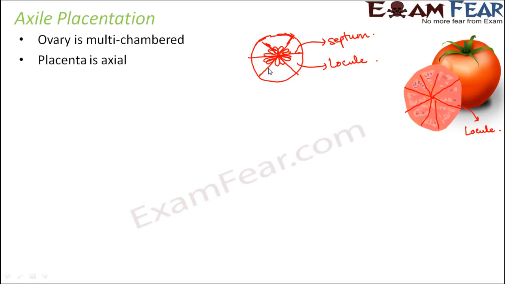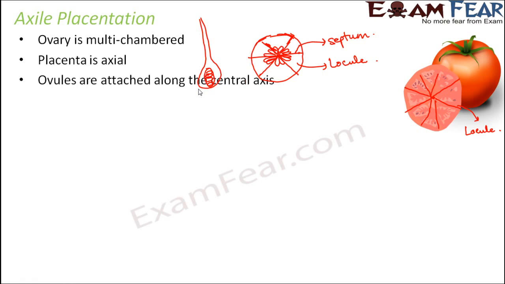Right? But whatever I am showing here is nothing but the cross-sectional view. So when you actually view it sideways, it will not look like this, because this is the cross-sectional view. So when you look from sideways, the side view of the ovary would be somewhat like this. This is how the ovules will look. Right? So here the ovules are attached along the central axis. Examples are okra, tomato, lemon. These are some of the examples.